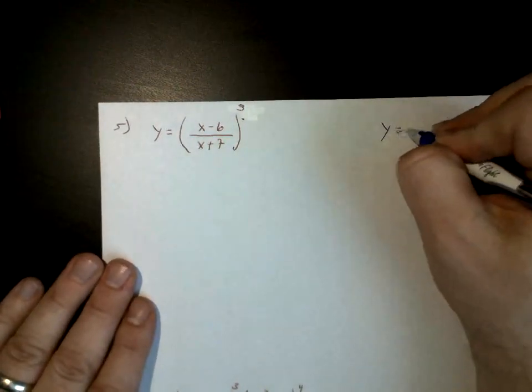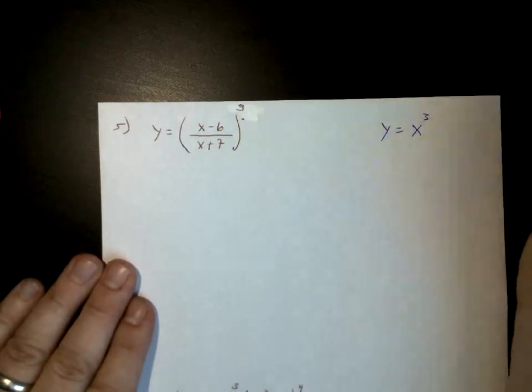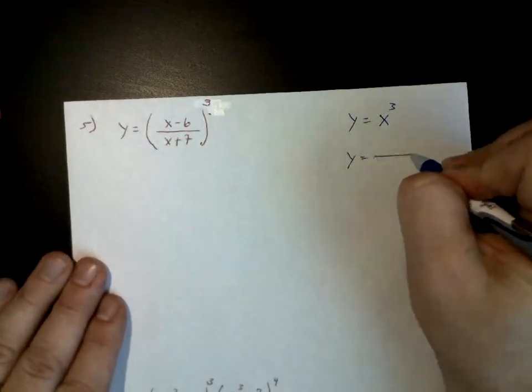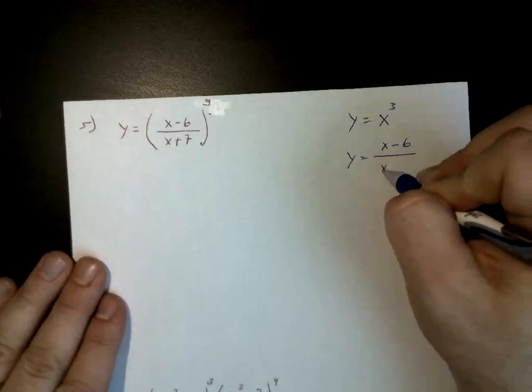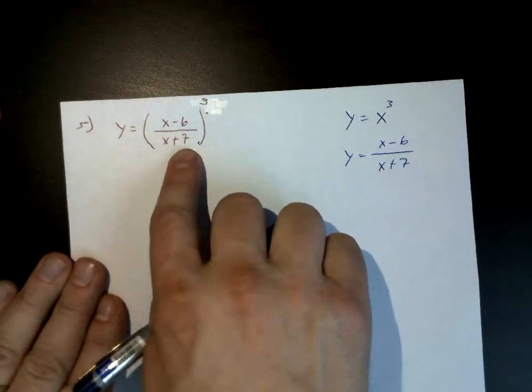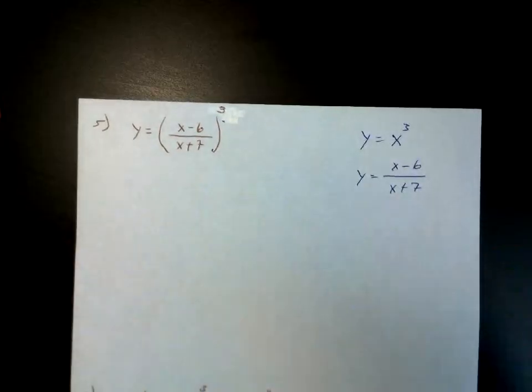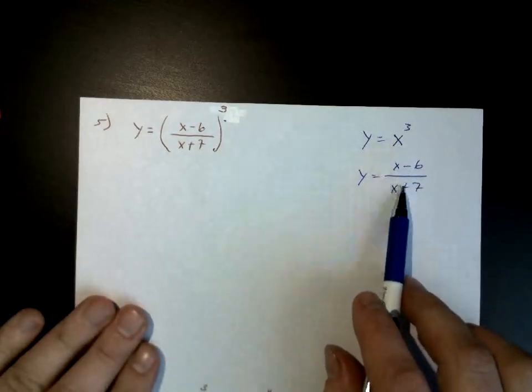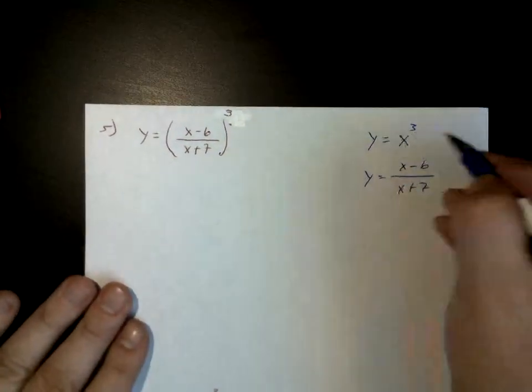So over here you've got x to the third. And then this is going to be (x minus 6) over (x plus 7). So those are your 2 functions. I hope that you can see that from this. Now, if you want to, you can separately take the derivatives of these. So I'm going to do that.